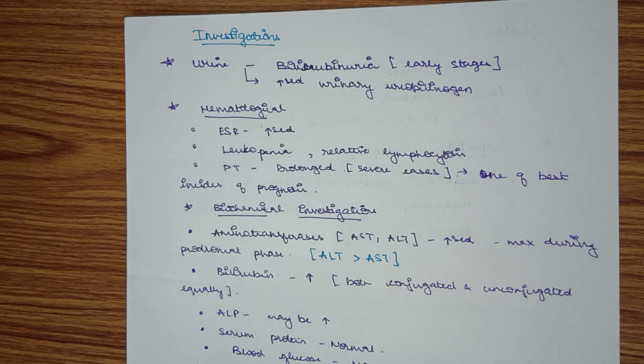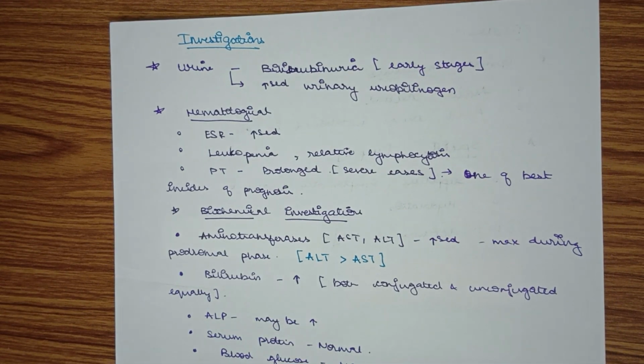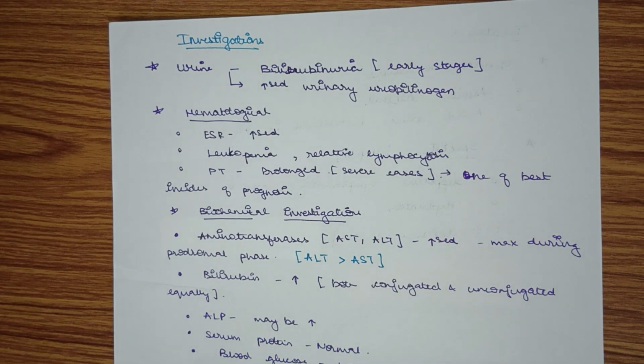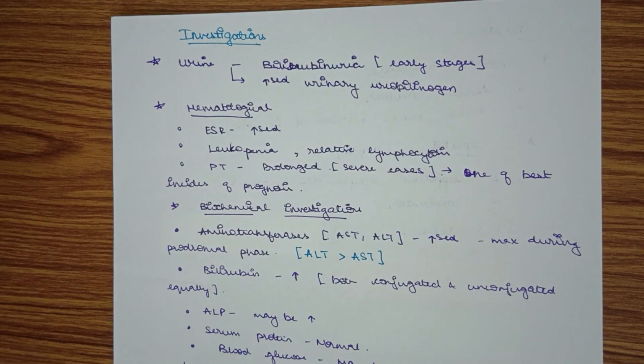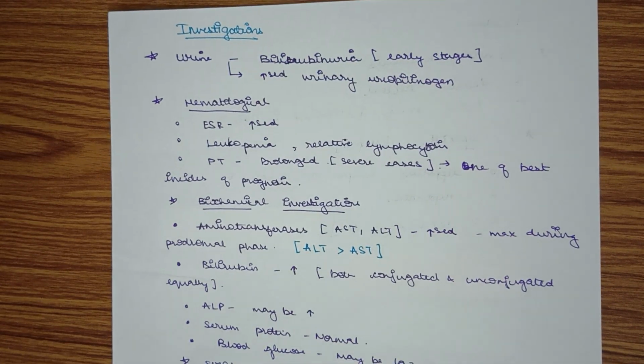So why will the prothrombin time be prolonged? Because the coagulation factors are produced by the liver. So because of damage to the liver, there will be an increase in prothrombin time seen in patients. It is one of the best indices of prognosis.